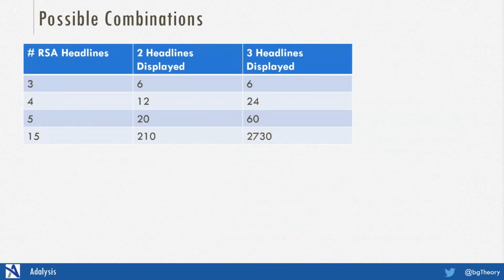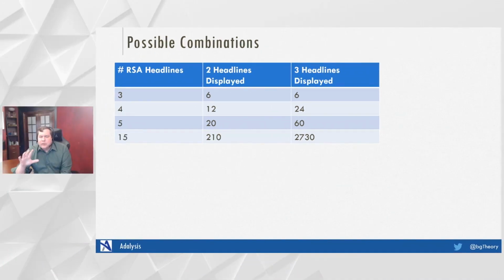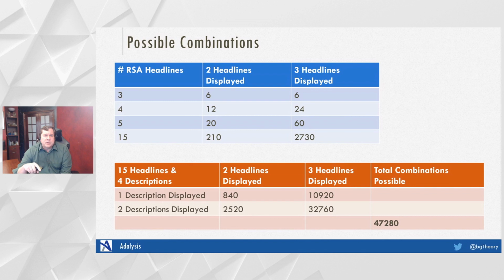Now, where we start getting into problems is possible combinations compared to impressions. So if you have 15 headlines and 2 headlines are displayed, that's 200 combinations. If 3 headlines are displayed, that's 2,700 combinations. When we add the 4 descriptions, we're at 47,000 combinations.